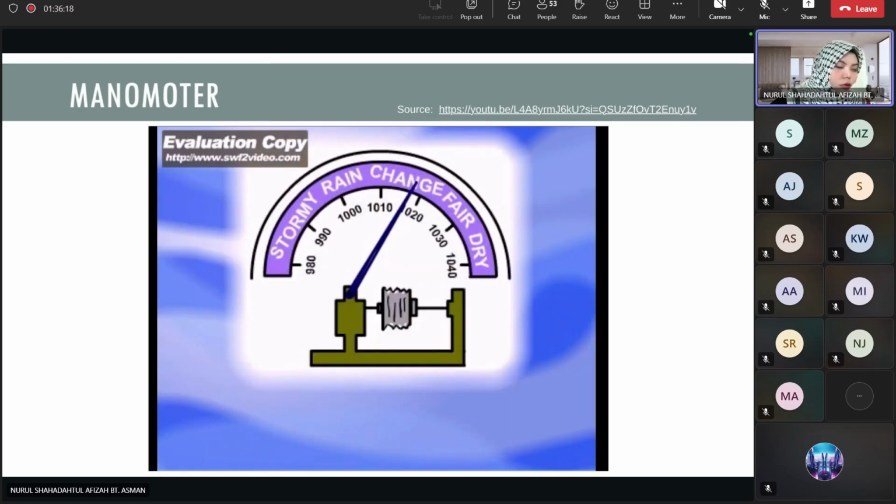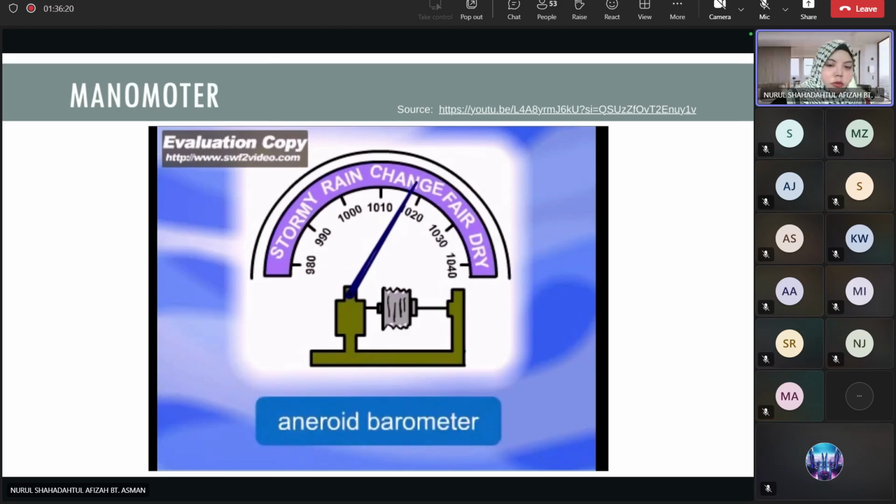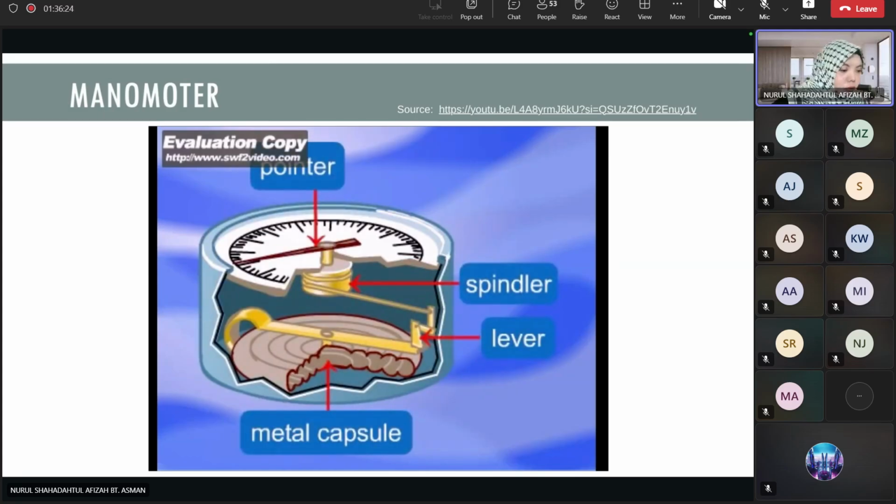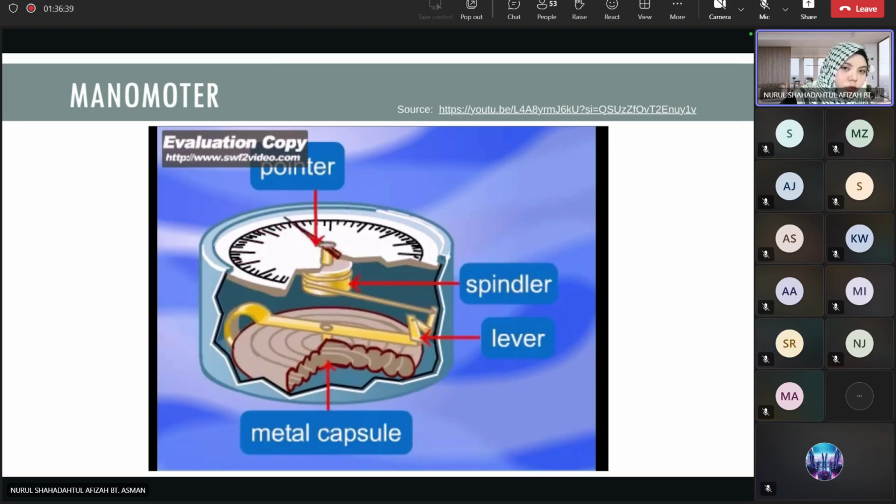Manometers for measuring atmospheric pressure, called barometers, do not contain a liquid. Inside a barometer, there is a small, evacuated metal capsule. Changes of atmospheric pressure make the capsule expand or contract. These tiny movements are transformed by springs and levers to the indicating arm, which points to the actual value of the atmospheric pressure.